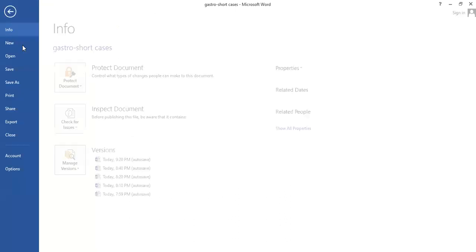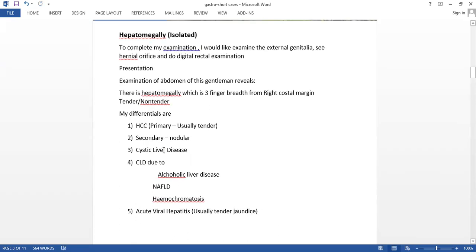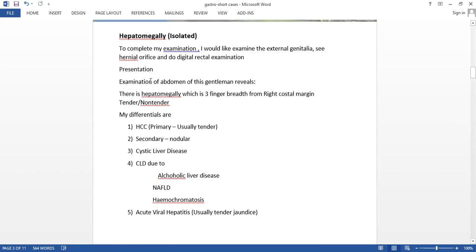Do you have any question regarding this isolated hepatomegaly? I think you have seen some cases of isolated hepatomegaly. So this is another type of case.